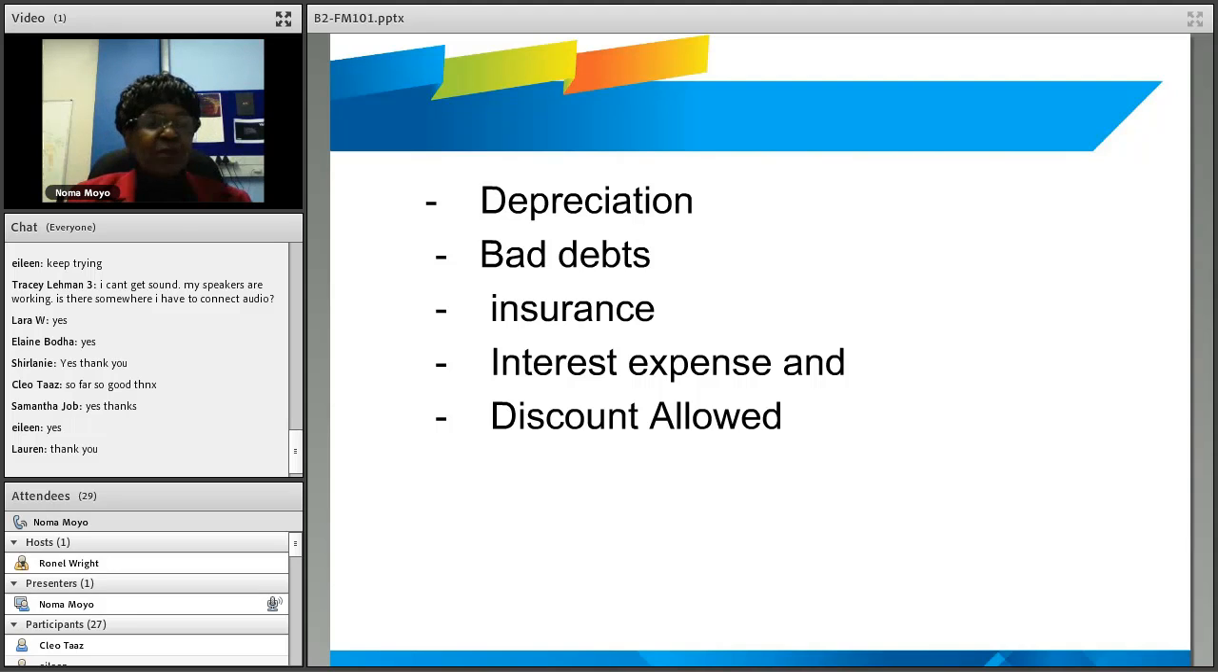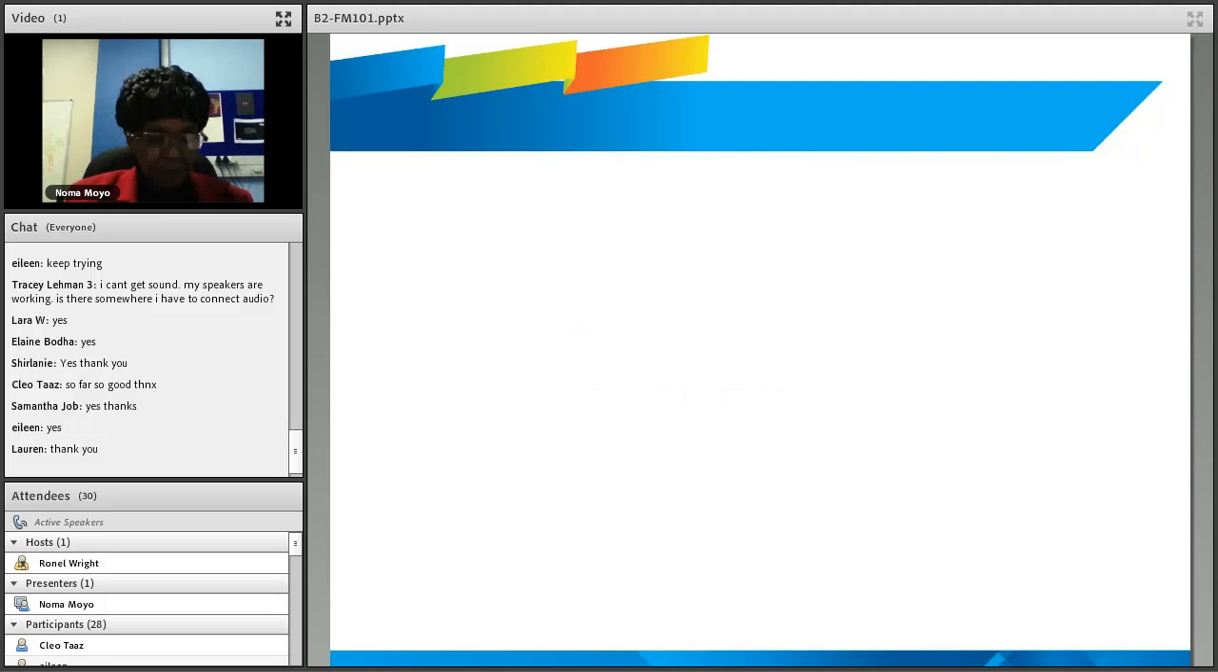Bad debts are sometimes referred to as credit losses by some authors. Then we have insurance and interest expense. It can be interest on a loan that you got from a bank. Remember, when they give you that money, it's not for free. You have to pay for that money, and what you pay is called interest. Then discount allowed, when you decide to give your customers a discount.